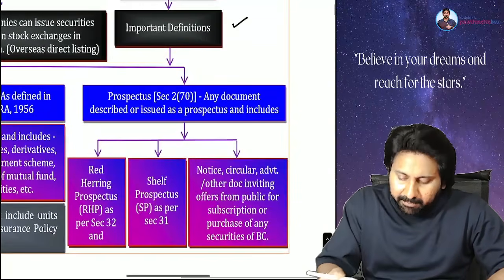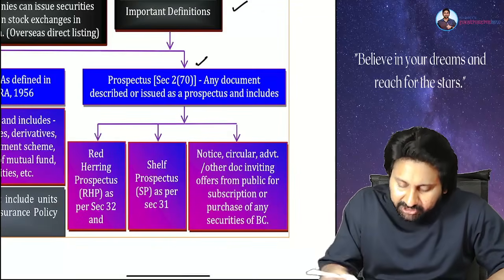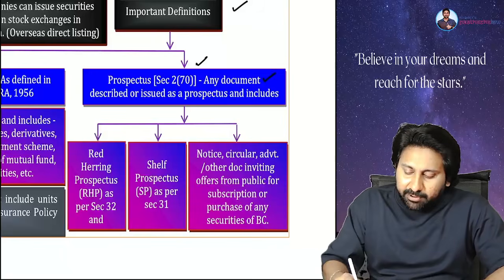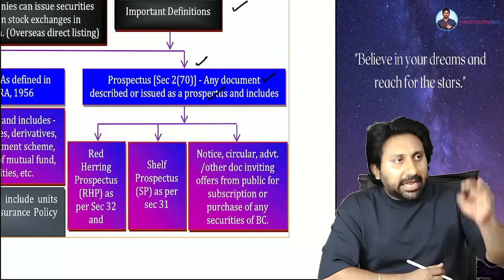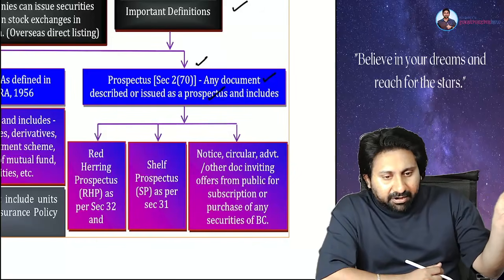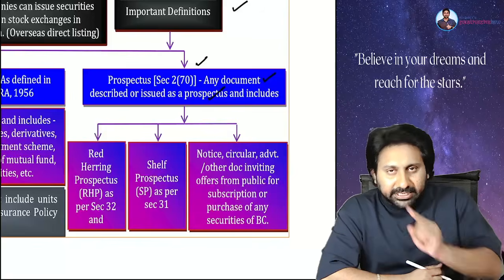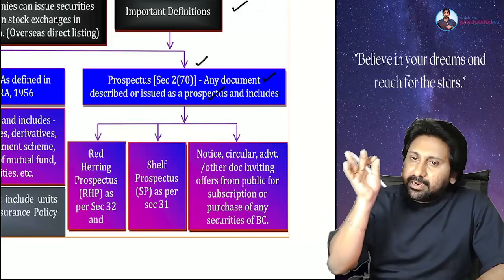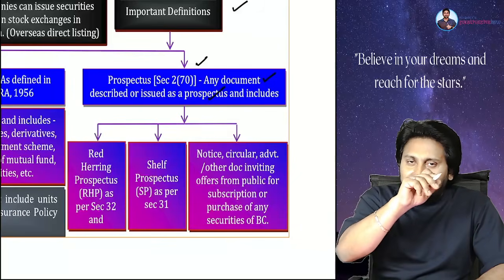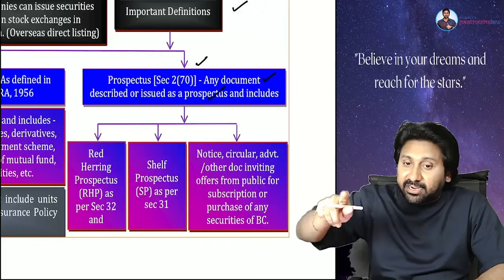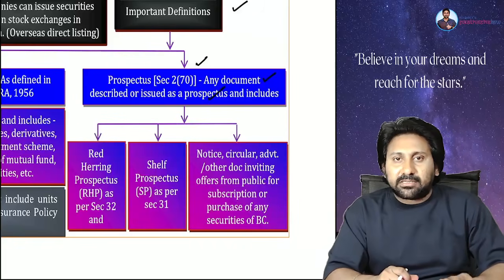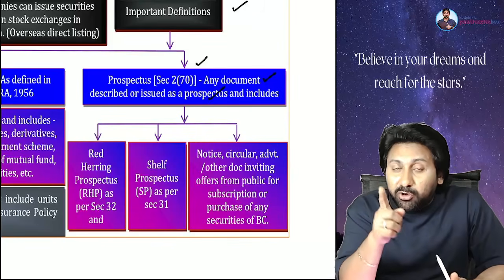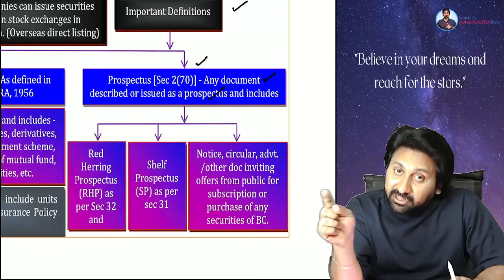Next. Some important definitions. What is the definition of the term prospectus? Prospectus is a document which is described or issued as a prospectus. Means, take a document, on the cover page of the document, if you describe it as a prospectus, automatically it will be deemed as a prospectus. I repeat one more time. Take a rough paper, write down that this is the prospectus of TCS, and if directors and chairman sign on that, that will be a prospectus. Sir, how can a nonsense paper become a prospectus? That is a different issue. The moment you describe something as a prospectus, it will take the form of a prospectus.